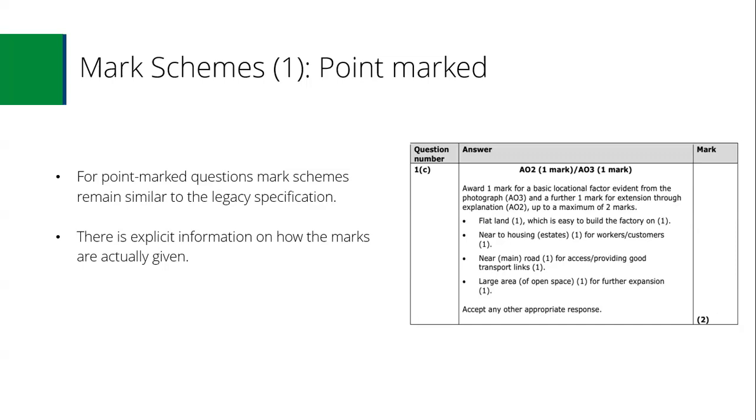The mark scheme often cannot be an exhaustive answer, but will provide some exemplification and some examples of how it can be answered. Where questions only have a limited number of possible responses, it will not have the accept any other appropriate response at the end. In this case, it does. So flat land would be that application and knowledge, and then the AO3, which is easy to build upon. Okay, so near to housing or housing estates, 1 mark for workers and customers, etc., etc.